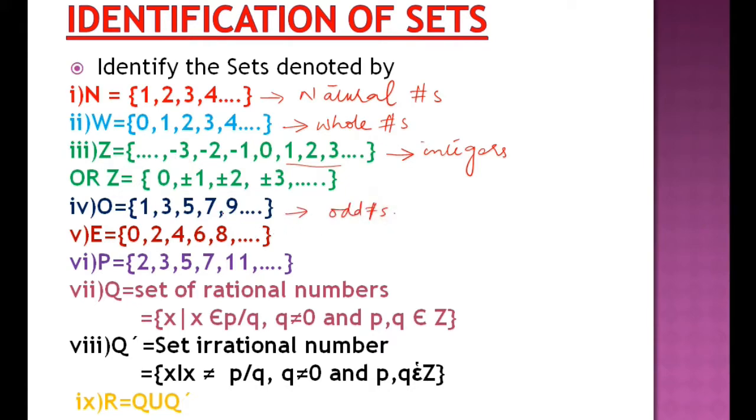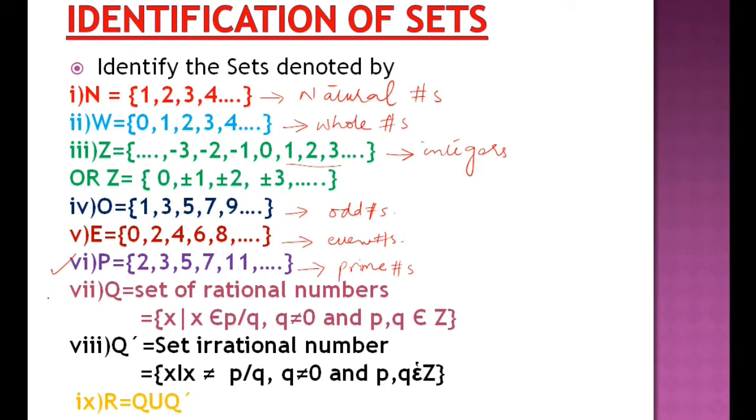O is for odd numbers, and it carries all the odd numbers 1, 3, 5, 7, 9 up to so on. Odd numbers are those numbers which are not divisible by 2. E is for even numbers. Even numbers are those numbers which are divisible by 2. And P is for prime numbers. Prime numbers are the numbers having just 2 factors, 1 and itself. Or we can say that these numbers are not divisible by any number except 1 and itself.